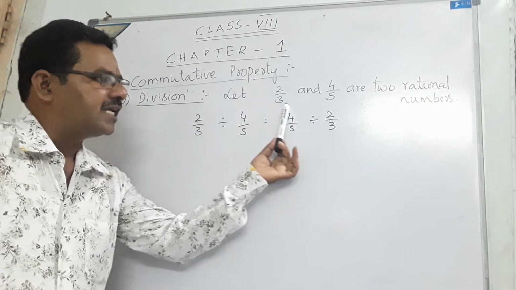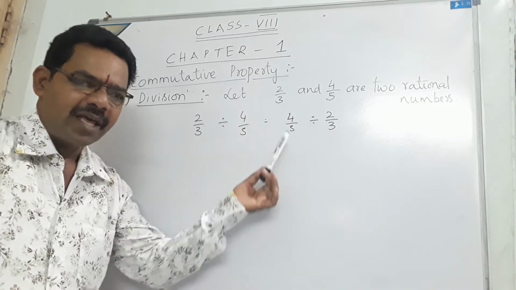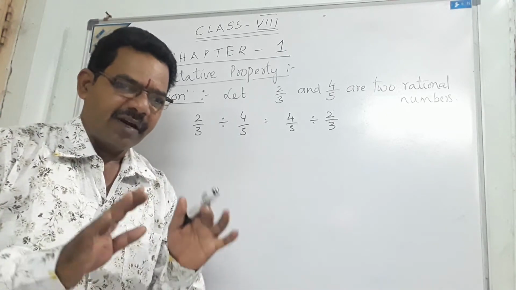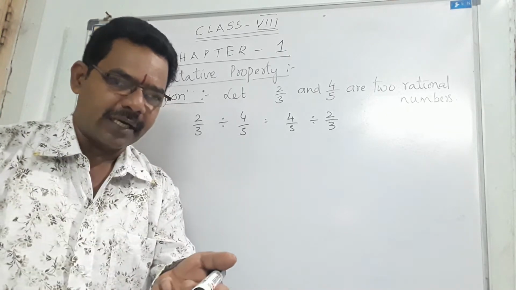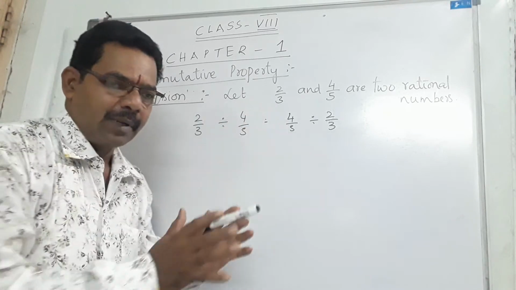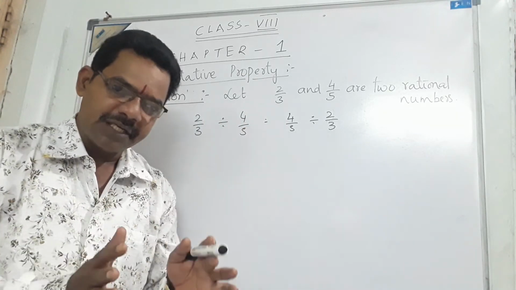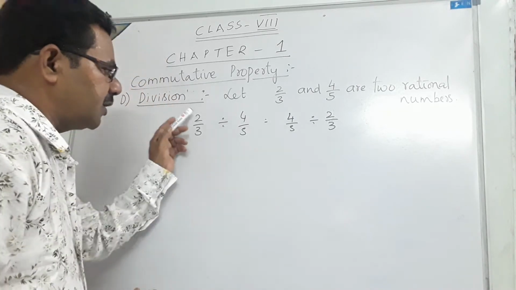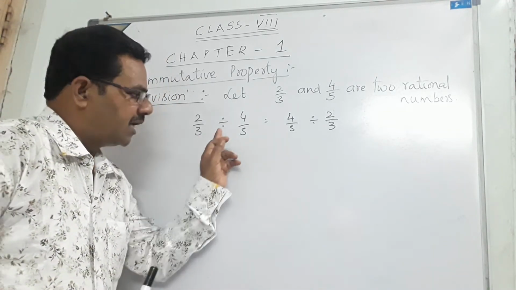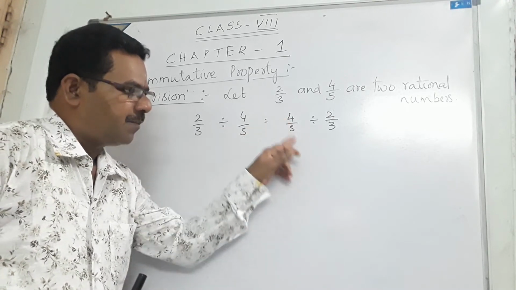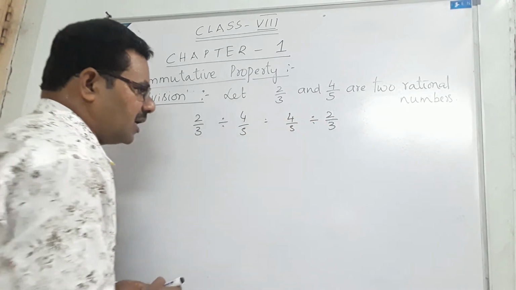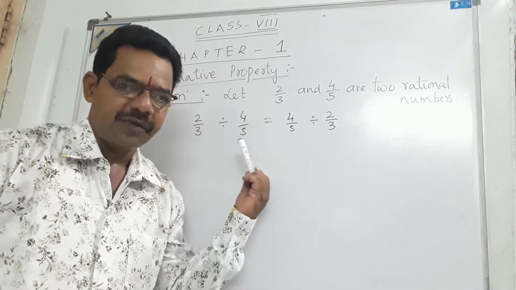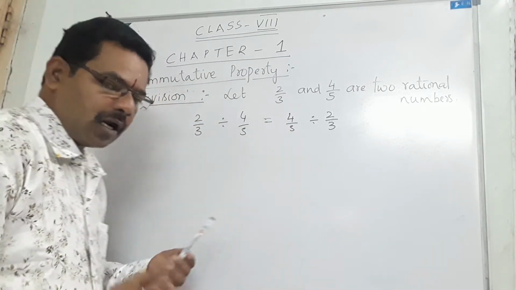So in the division again the same numbers I have taken. Why am I taking the same numbers? To understand clearly. For any other numbers you can do your own practice. Here only I am taking the same numbers, to see how the numbers are changing in addition, in subtraction, in multiplication and in division. So here 2 by 3 divided by 4 by 5, and 4 by 5 divided by 2 by 3. Here also we have to check whether both sides are the same or not, that means left hand side is equal to right hand side or not.